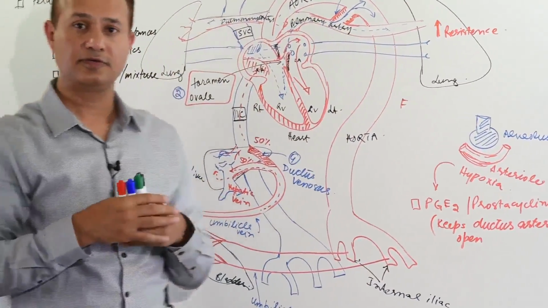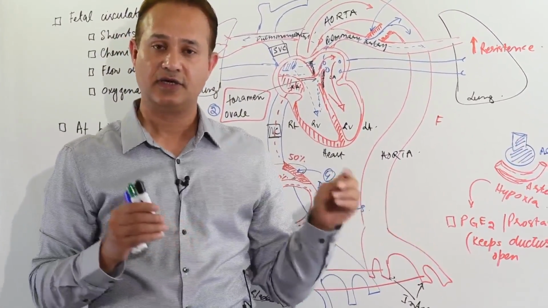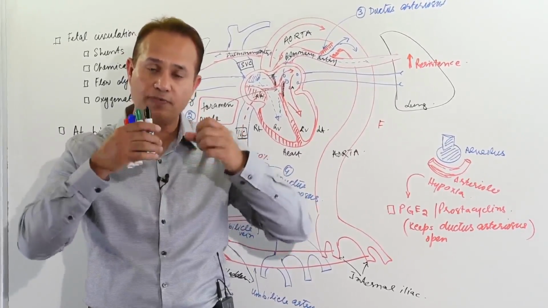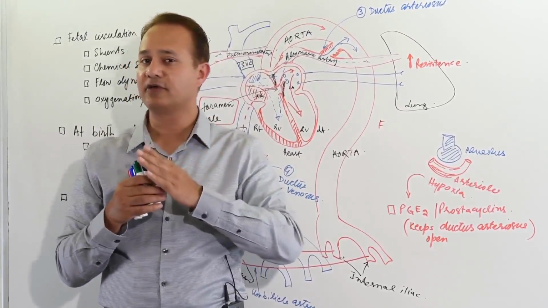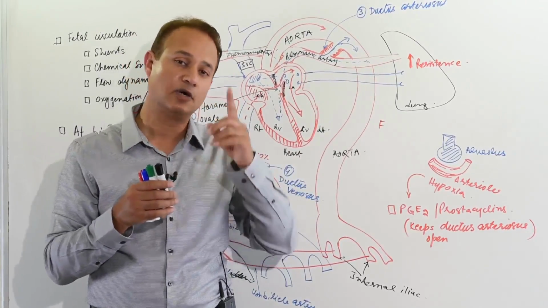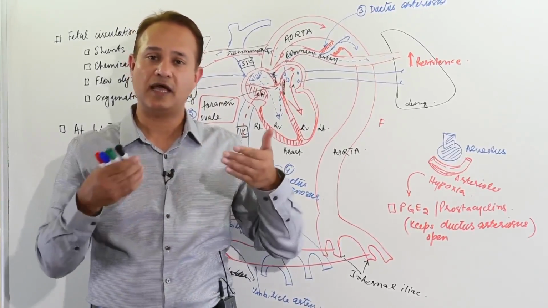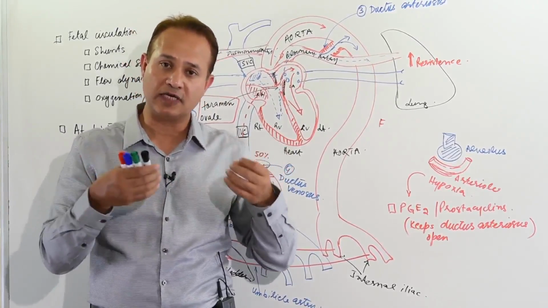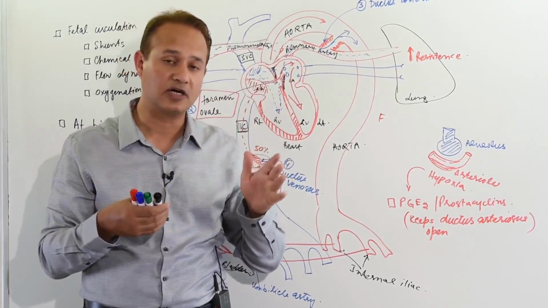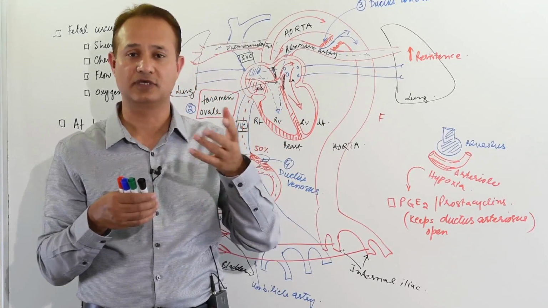Now I want you to form a concept in your mind. If prostaglandins act on the ductus arteriosus and cause it to stay open, then if you give antiprostaglandins, prostaglandin inhibitors, what will happen? Of course the reverse. When the prostaglandins go away or when you give the inhibitors, absence of prostaglandins but persistence of hypoxia would cause the reverse action, and that is the closure of the ductus arteriosus.